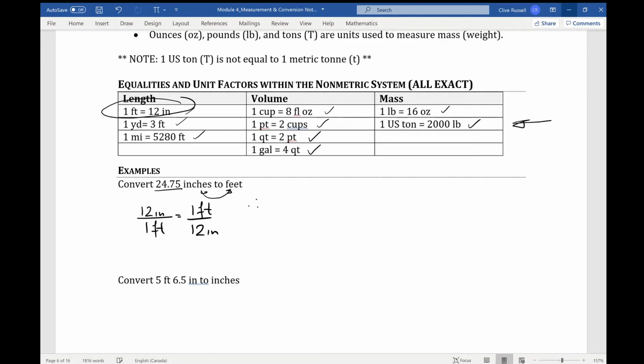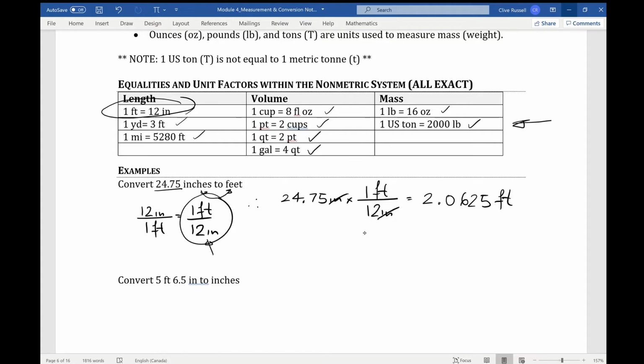Now, we want 24.75 inches to convert it to feet. So we have inches in the numerator, so we're going to need inches in the denominator. So we use this unit factor: 1 foot over 12 inches. The inches go. You divide 24.75 by 12. You could do that on your calculators. And you should get 2.0625 feet.